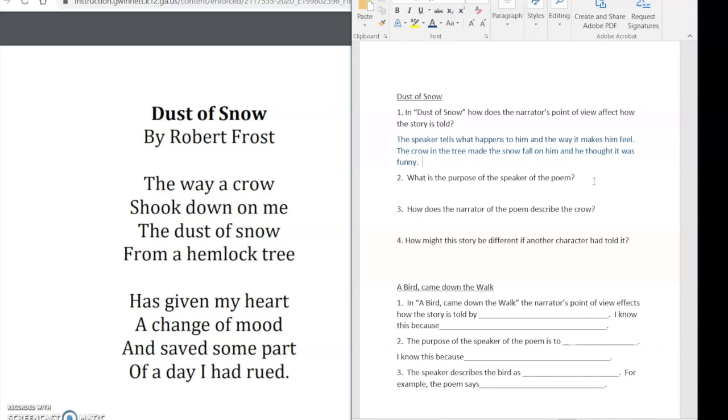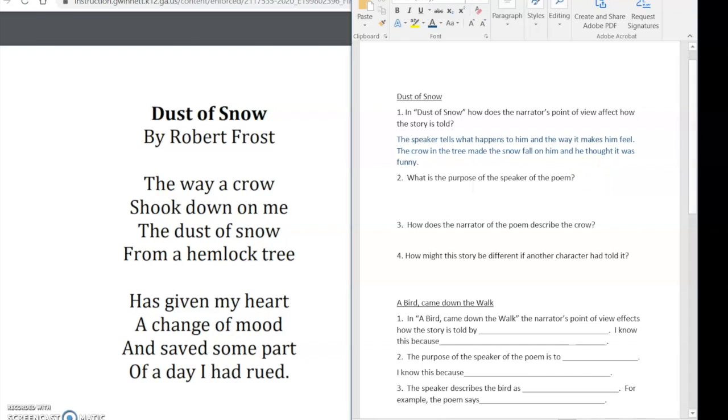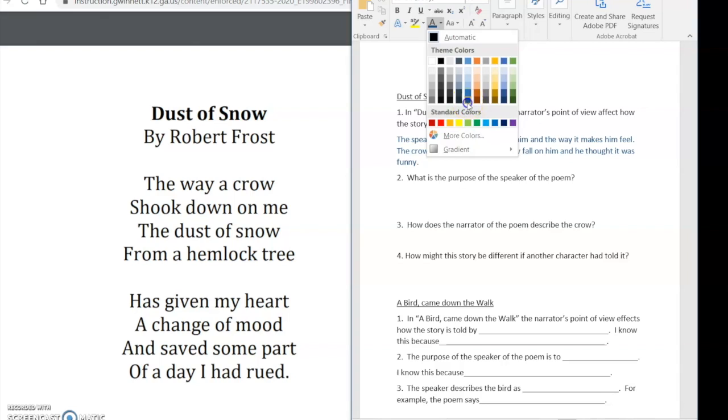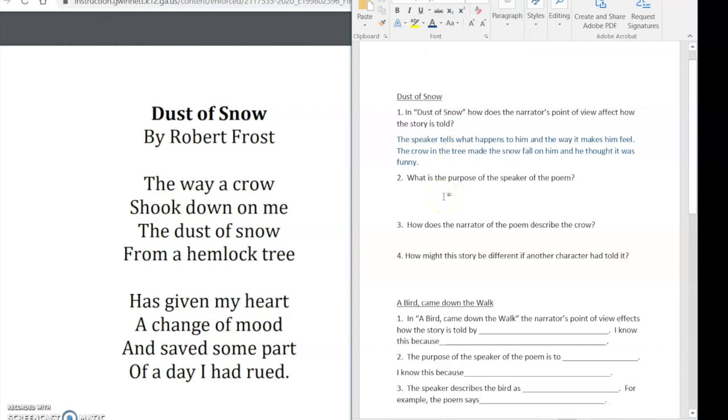So maybe how it's telling us about a time that something happened to him to help change his mood or help get him in a better mood, or it's kind of relating the idea that different things that happen to us can cause us to react in a way that changes our mood or brightens our day, something like that. So I may say, let's say, I want this to be in blue again because I just feel like it makes it stand out a little better for you guys.